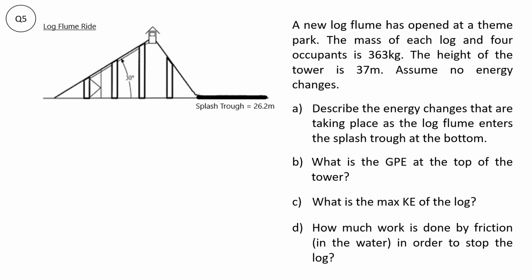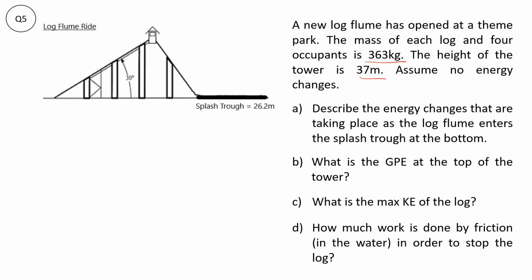Okay, let's move on. Question 5. A log flume has opened at a theme park. The mass of each log and 4 occupants is 363 kg. There's some information: the height of the tower is 37. Assume no energy changes.